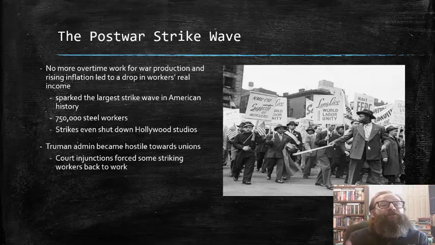And this sparked the largest strike wave in American history. A great example of this was the strike in the steel industry, where 750,000 steel workers went on strike for better wages and better treatment. Strikes even shut down some Hollywood studios. They had expanded into so many industries by that point. And in reaction to this strike surge after the war, the Truman administration became hostile towards unions, and court injunctions forced some striking workers back to work.